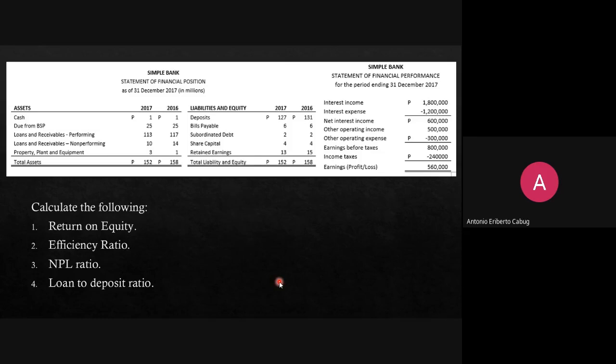What is the return on equity? It is calculated as net income over average equity. Return on equity, that's ROE, is net income over average equity. How would you arrive at the return on equity? This is the formula.